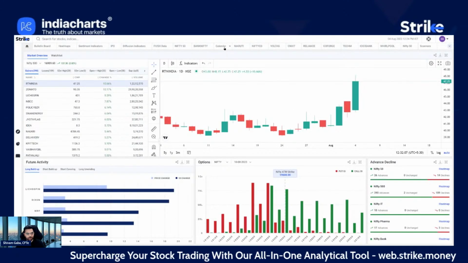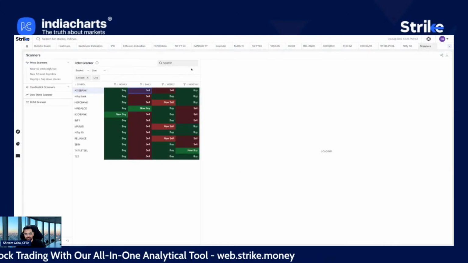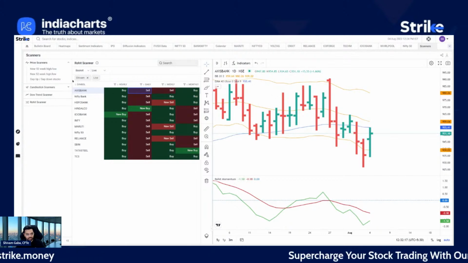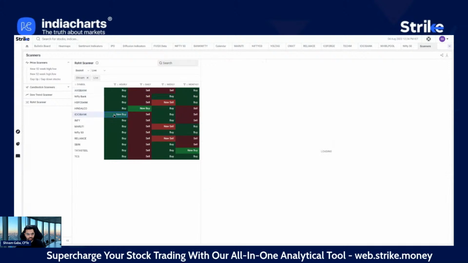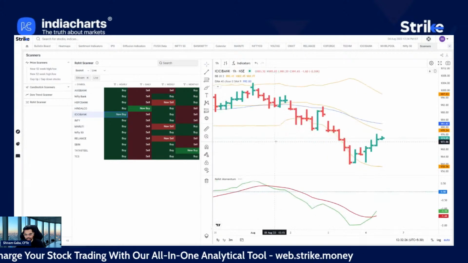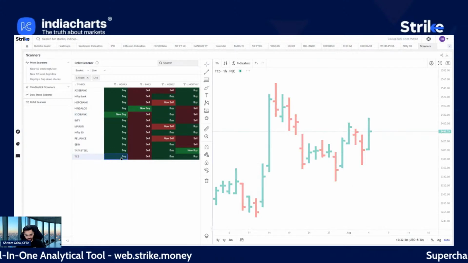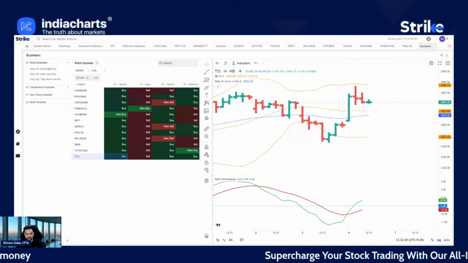Next thing is that we've got the hourly time frame introduced within scanners, technical setups, and everywhere. You can see right now I'm in Rohit Scanner. I've selected the watch list, and there is a new hourly column introduced as well. If I click on any of the hourly cells, I will get the hourly chart of that stock along with the setup. So hourly indicators have been introduced.